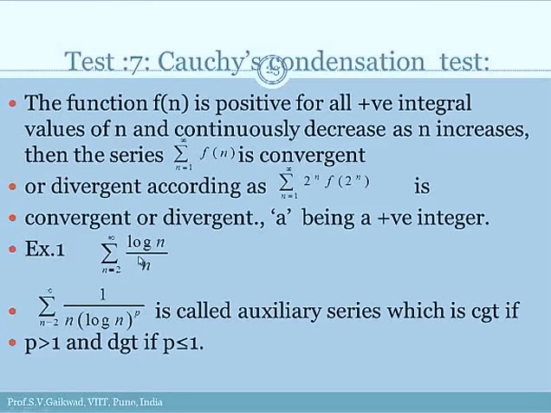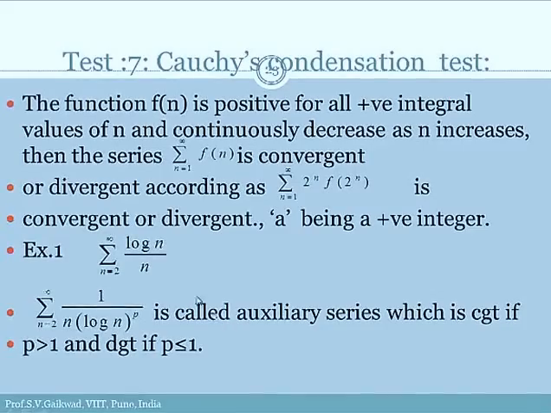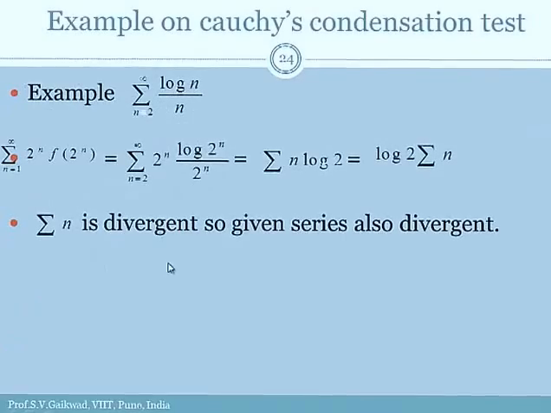Just like this example, sigma log n upon n. We'll solve this example, but in general 1 upon n log n raised to p is called the auxiliary series, which is convergent if p is greater than 1 and divergent if p is less than 1. This is the auxiliary series that we can use for the example of log n upon n.